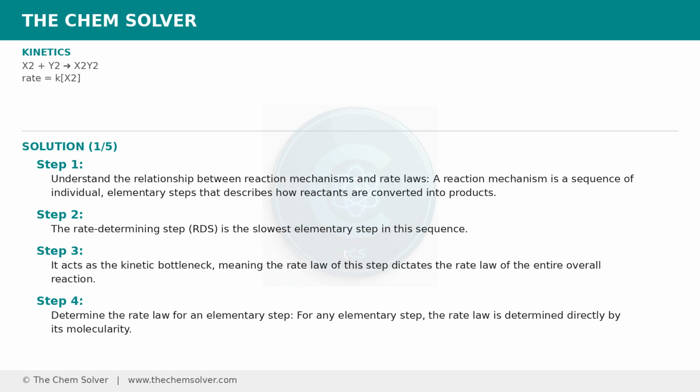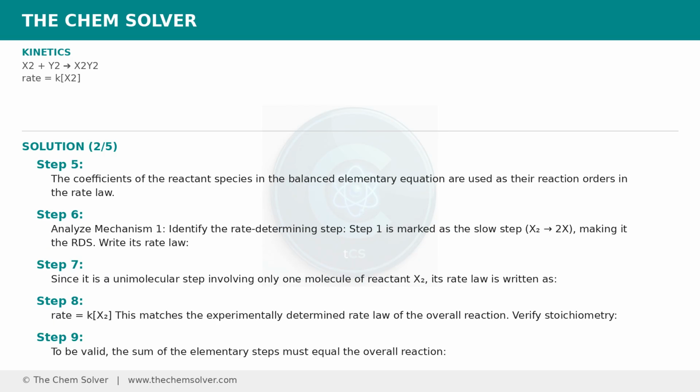overall reaction. Determine the rate law for an elementary step. For any elementary step, the rate law is determined directly by its molecularity. The coefficients of the reactant species in the balanced elementary equation are used as their reaction orders in the rate law. Analyze mechanism 1. Identify the rate-determining step.